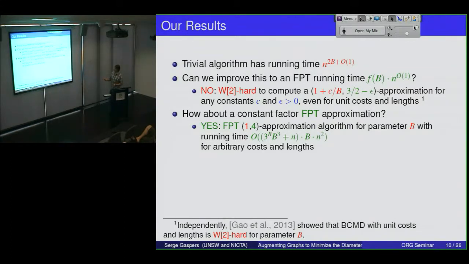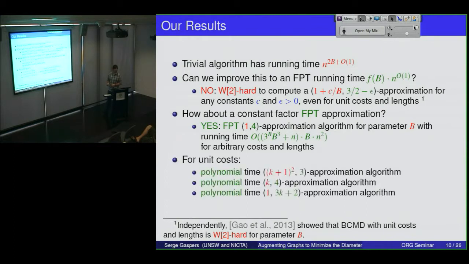And the running time of this algorithm is something that depends exponentially on the budget, and the exponential factor is 3 to the b. And this works for arbitrary costs and lengths. How's the budget encoded? Sorry, I missed that. Binary. Yeah. It doesn't actually matter much.